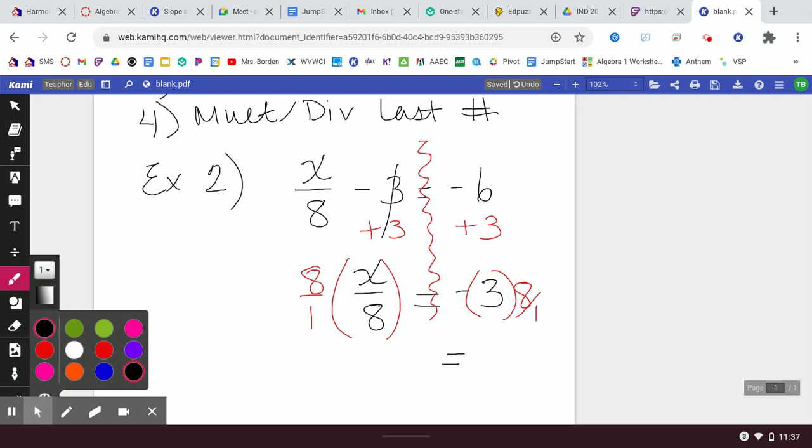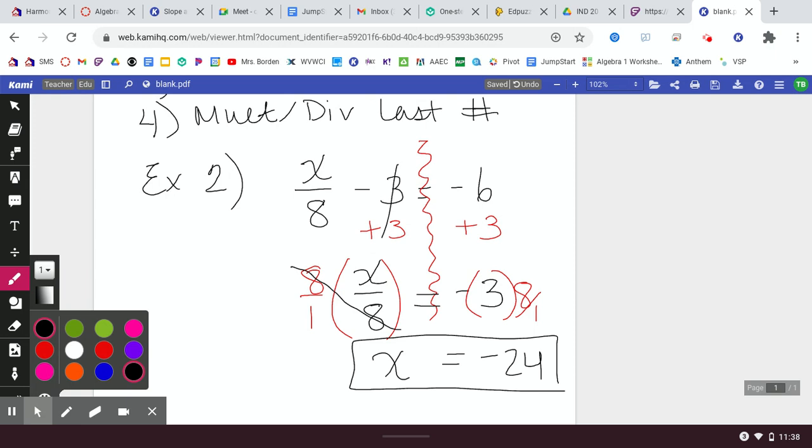And the reason we multiply by 8 is because we want the upper 8 and the lower 8 to reduce to 1, leaving our x by itself. And then what do we have on the right? Negative 24. Perfect. Beautiful. Not too bad.